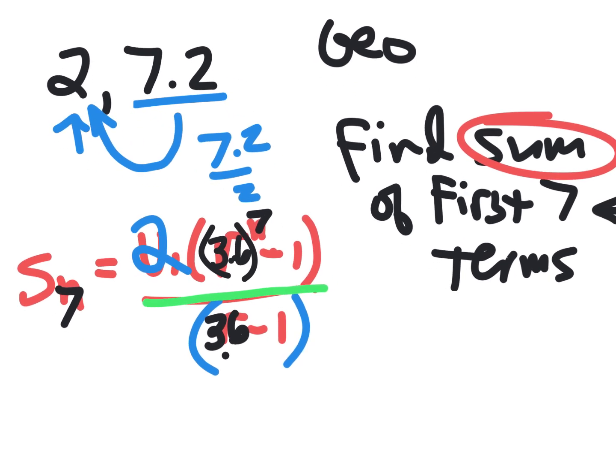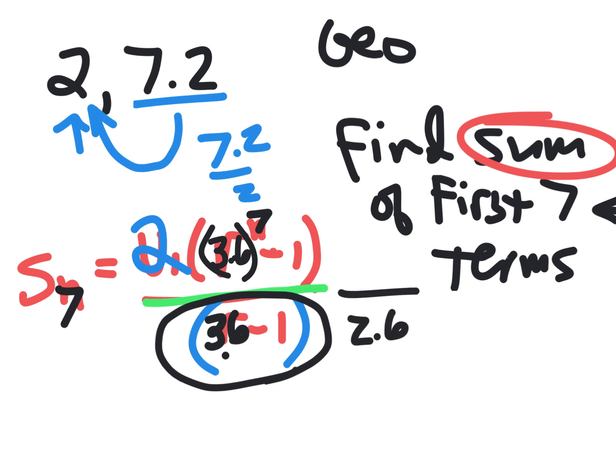You would not have figured this one out in your head. Very difficult. So I can do this in my head. 3.6 minus 1 is 2.6. I could definitely do that in my head. So I'm going to take my whole equation and then do divide by 2.6 at the end. The rest of it on the top, I'm definitely going to put that in the calculator.